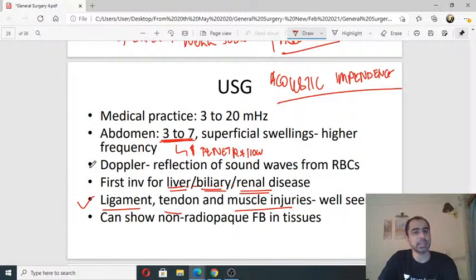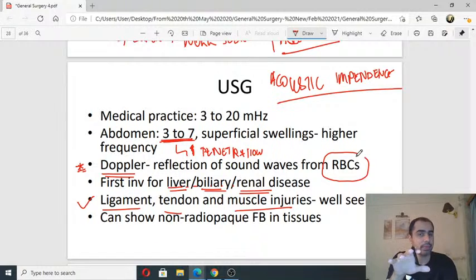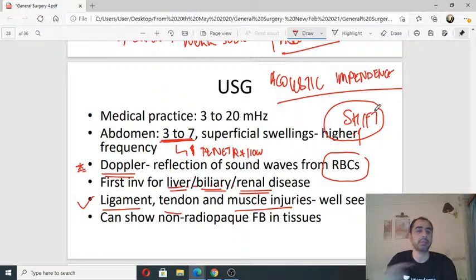Alright, just a little extra point. Doppler, arterial Doppler, we just discussed a little while back. Arterial Doppler is based on reflection from RBCs. So the sound waves are thrown, and based on the reflection of sound waves from RBCs in the blood vessels, I get the Doppler shift. That's what gives me the direction of flow. It is based on the reflection from RBCs.